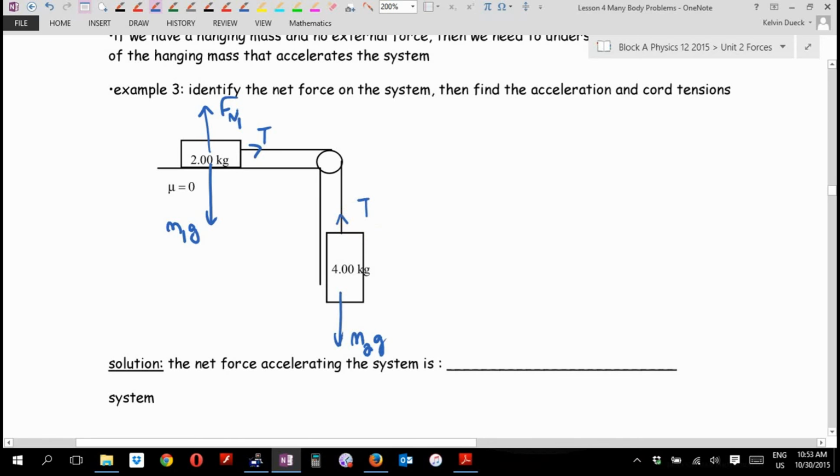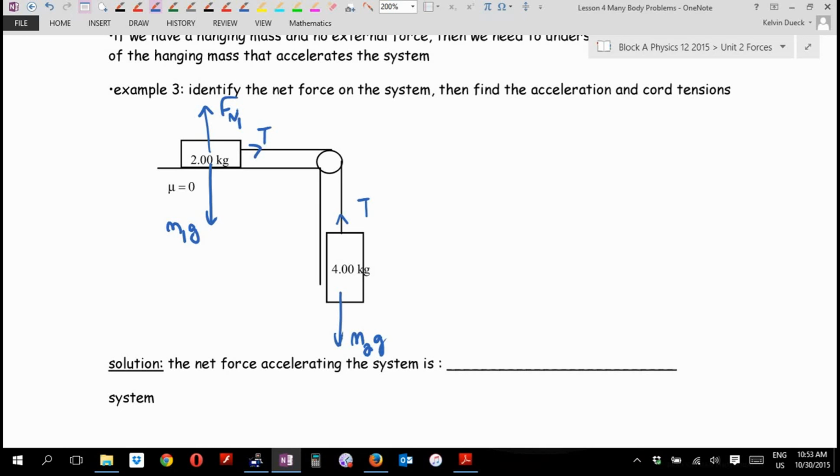Is this thing sitting on a surface, or is it hanging in midair? So is there a normal force? No, don't get normal force happy here. Every so often kids start sticking normal forces everywhere. No, you've got to be sitting on a surface. In fact, that's it. That's it.